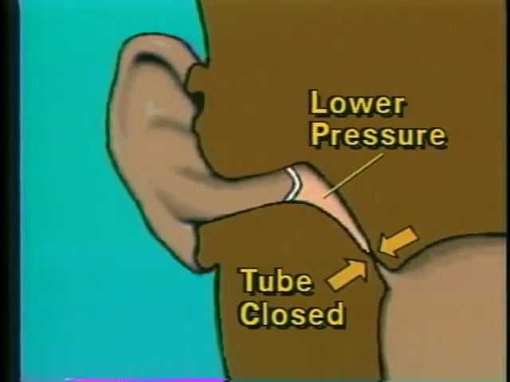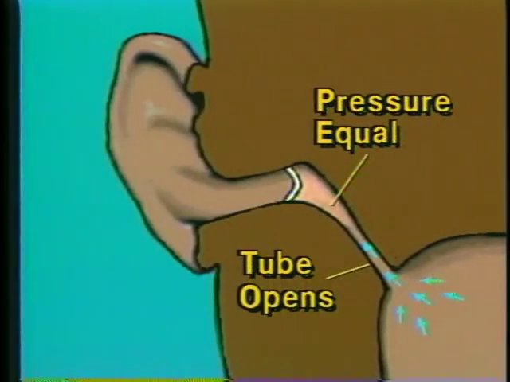You can also perform the Valsalva technique to relieve the pressure imbalance. This is done by pinching your nose, closing your mouth, and gently blowing air into your nostrils. You might have to perform this technique several times as you descend. When you perform the Valsalva technique, you are opening your eustachian tube by forcing air through it. With the eustachian tube open, the pressure in your middle ear will become equal to the pressure in your ear canal and throat, and your ears will unplug.